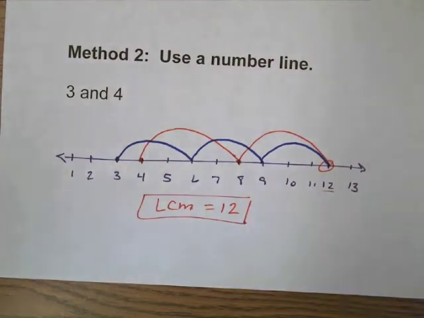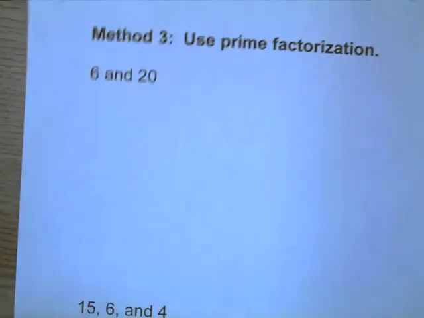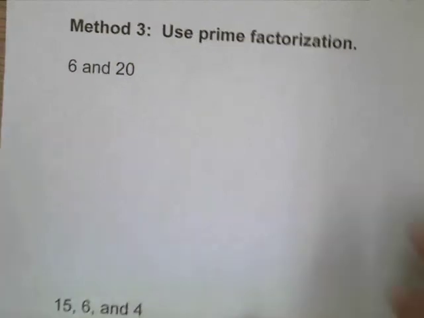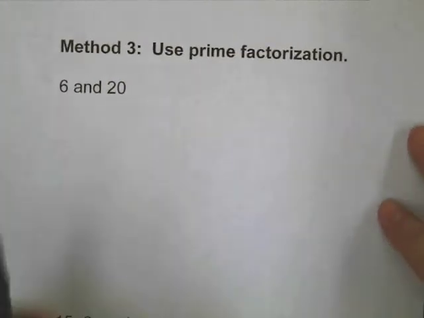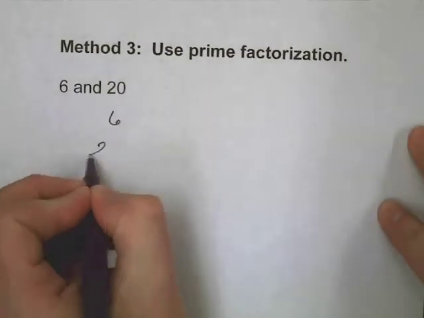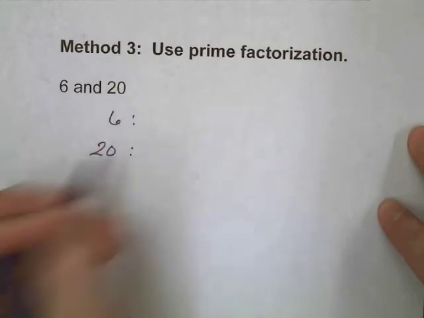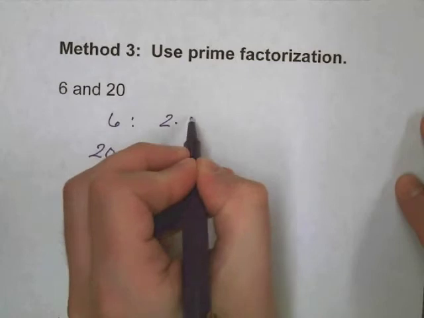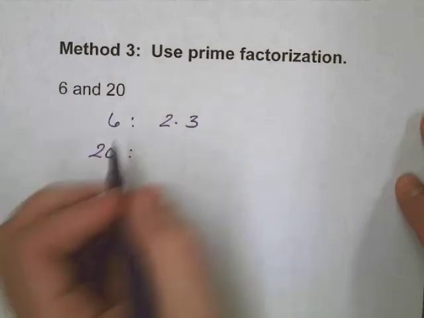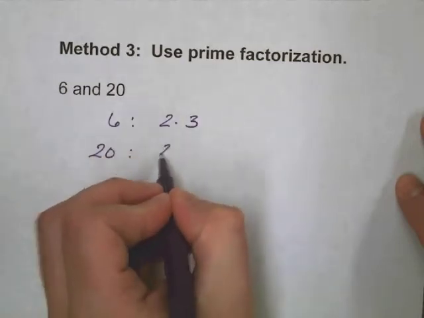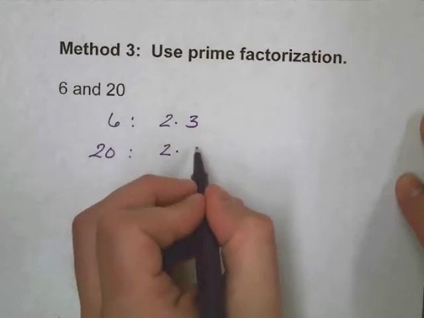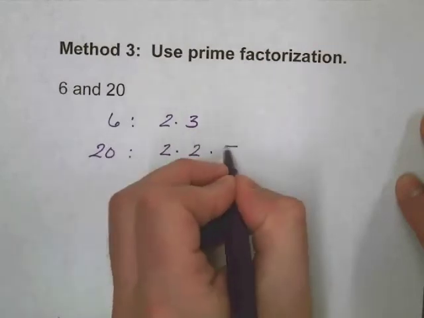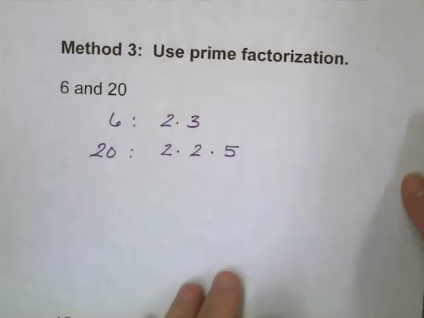Another way to look at this is to use prime factorization. So here we have 6 and 20. I'm going to list out the prime factorization for both of those. For 6, it's 2 times 3. And for 20, it is 2 times 2 times 5.